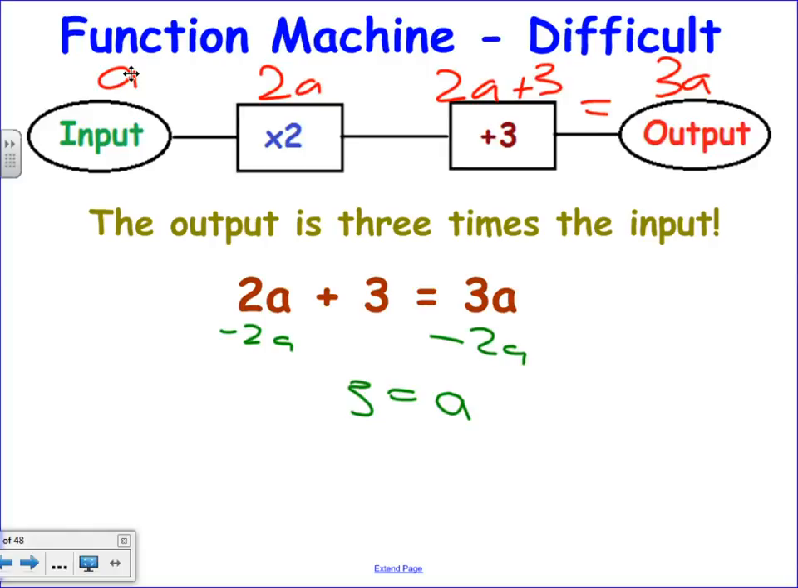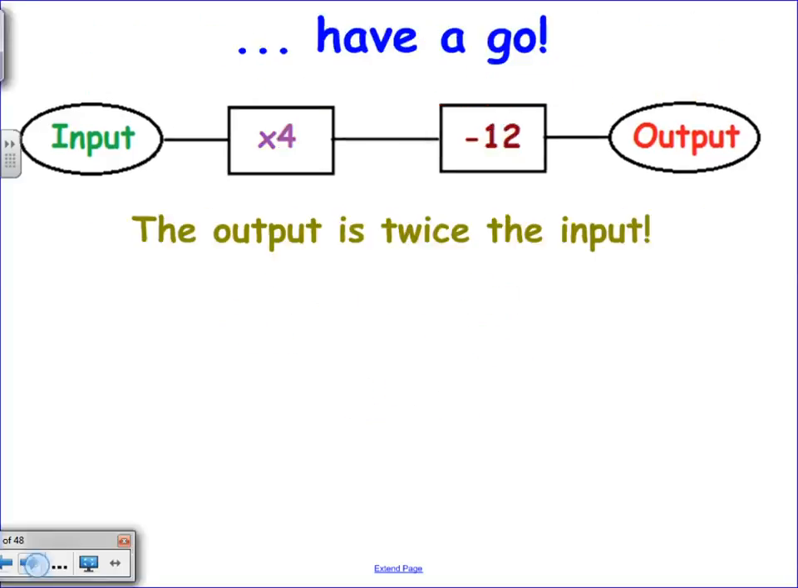Okay? So I'm going to give you another one to try now, and you'll have another one on your assignment. So this is your chance to have a go. You've got an input. I don't care what you call it, A, B, C, D, E, F, right? You're going to multiply it by 4, divide it by 12, and you're going to have an output. But that output is twice your input. Work out what the values are. Okay? So we need to reformulate the equation.